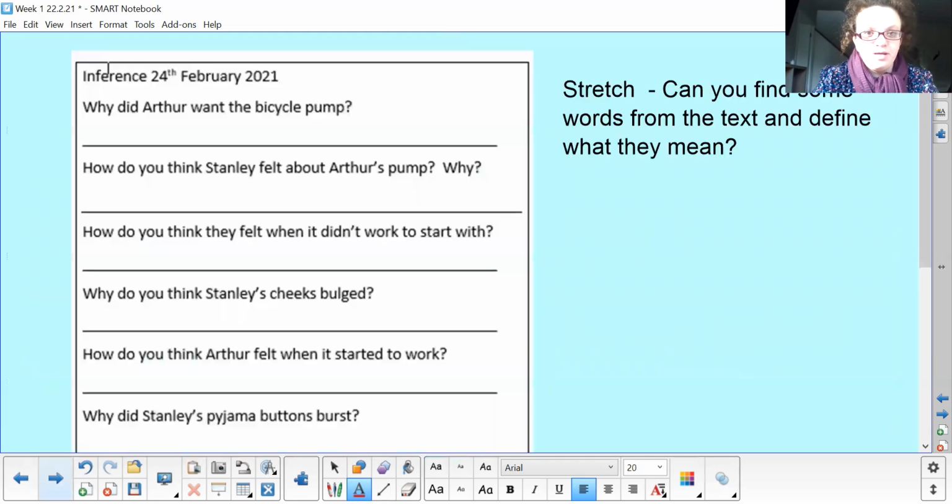Okay. Now, on your assignment today, your assignment is on Teams and you've got some questions that are all about why and how questions, using the text, inferencing, looking for those clues. So you can go on there and answer those questions as an assignment. And then for your stretch today, can you find some words from the text and define what they mean? So go back over the text that we've read today and pick out some of those key words. And like you did yesterday for your main task, define what they mean, tell me what they mean, and think of other words that could mean the same thing.